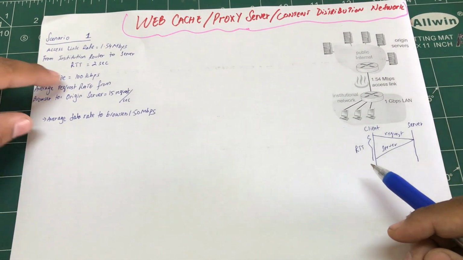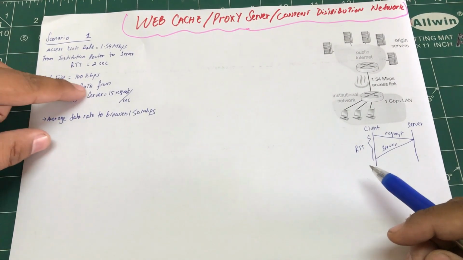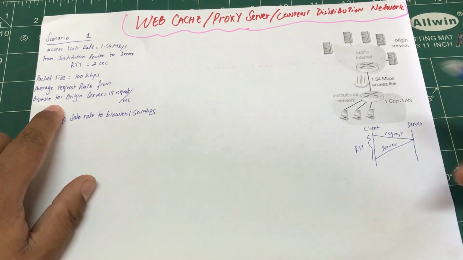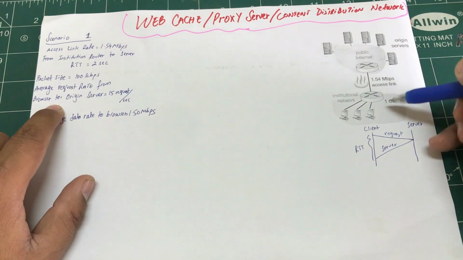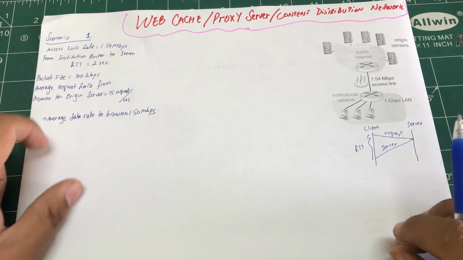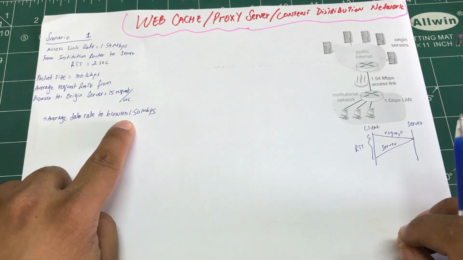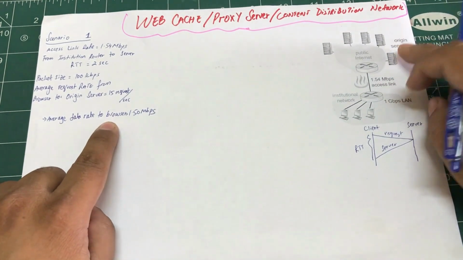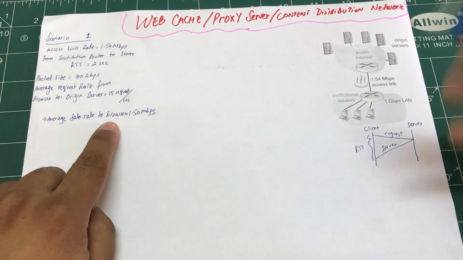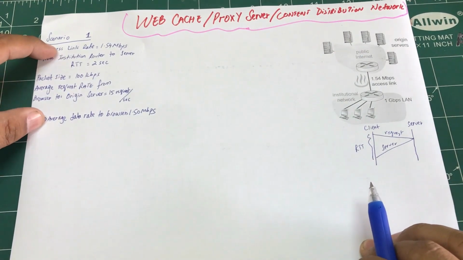The packet size that I'm using is 100 kilobits. This is the packet size, and the average request rate, which means the arrival rate from my browser to the origin server, is about 15 requests per second. This is basically a general scenario, and the average data rate to the browser is about 1.54 megabits per second. These are the things which are given.